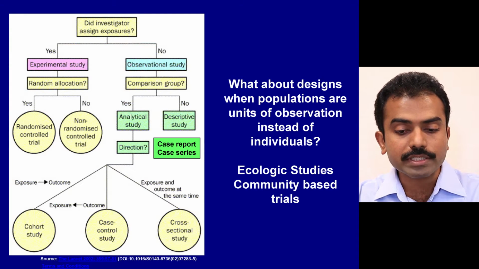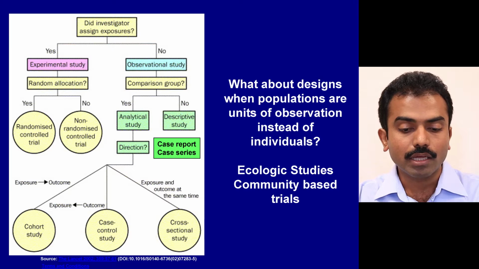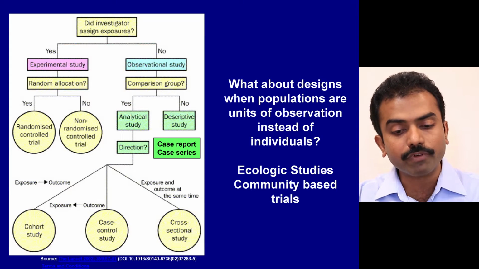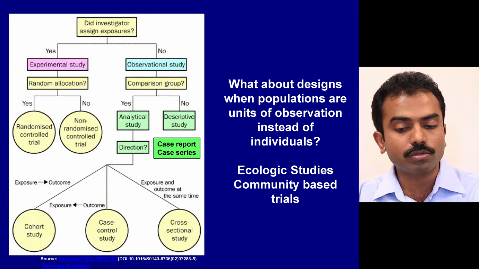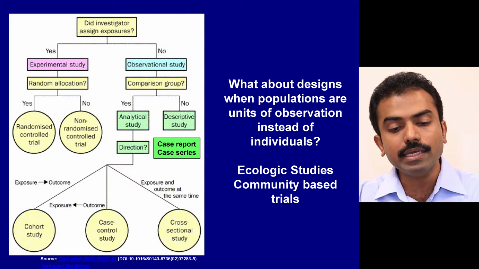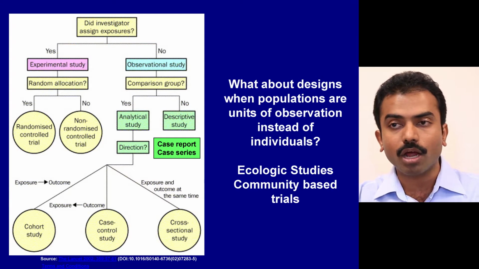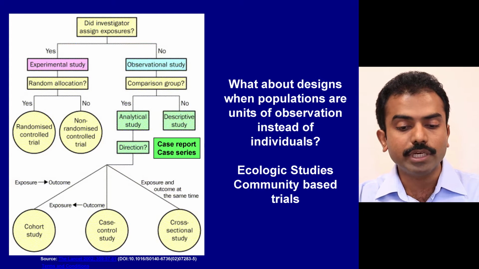In a cross-sectional study, the exposure and outcome measurement happen at the same point in time. Whereas in a cohort study, you begin from the exposure and go towards the outcome. Whereas in a case control study, it's just the opposite. You begin from the outcome and see what is the prevalence of exposure in cases and controls. So depending on the directionality of exposure and outcome analysis, we have 3 designs: cohort study, case control, and cross-sectional study.